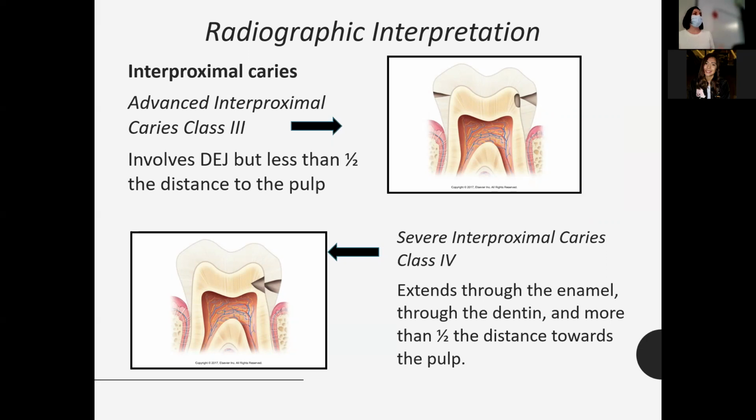And depending on how good the quality of your x-ray is, these can be a little bit tricky, especially the samples that we have for you guys to look at. Sometimes it's like, I think I see it, that's more than halfway to the pulp. No, I don't think it's more than half. Sometimes it's hard for us to tell, but we just keep those parameters in mind.